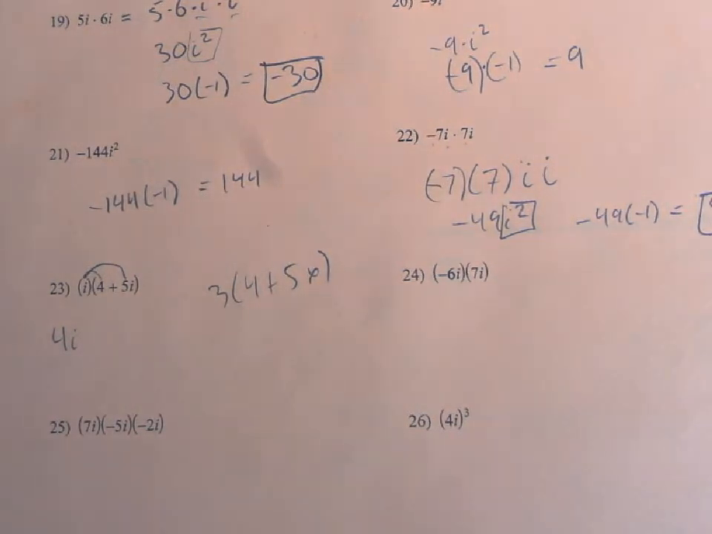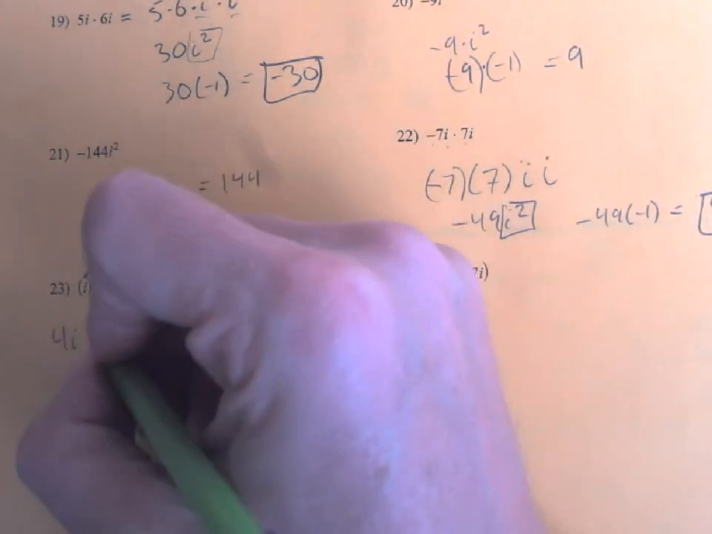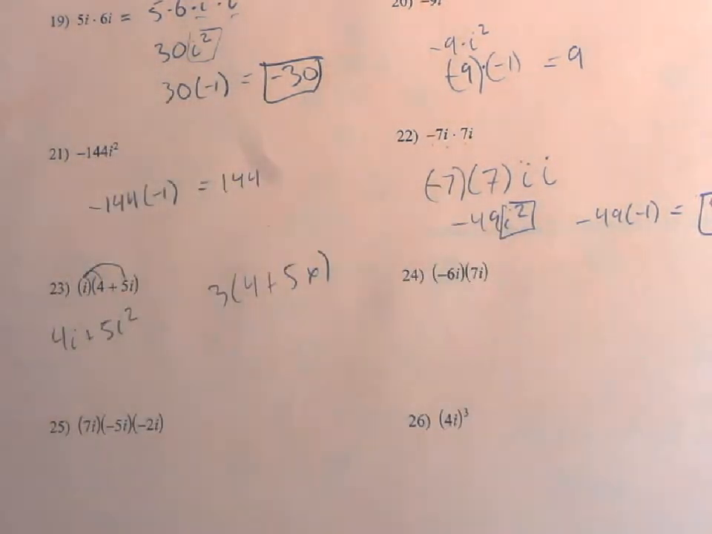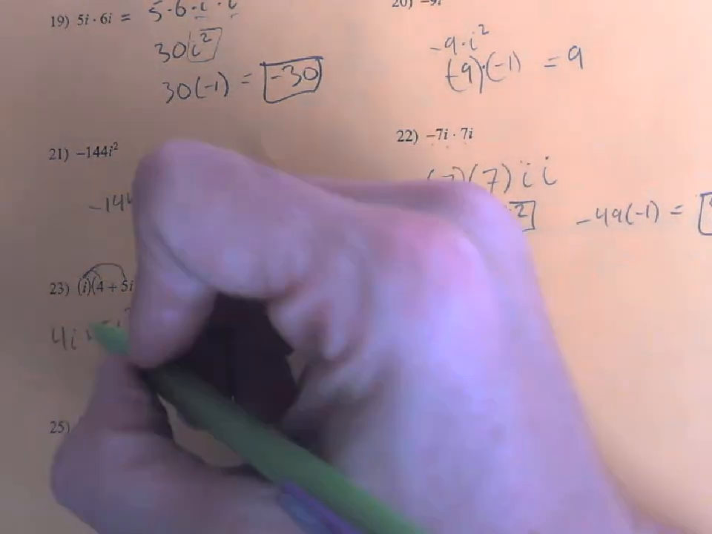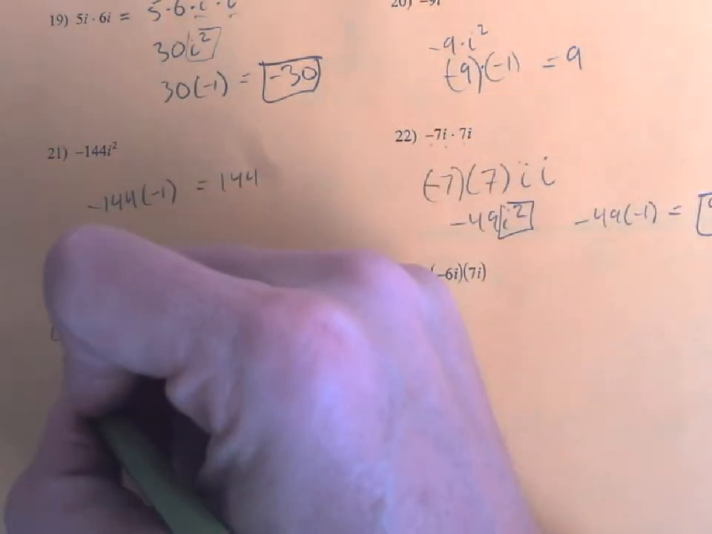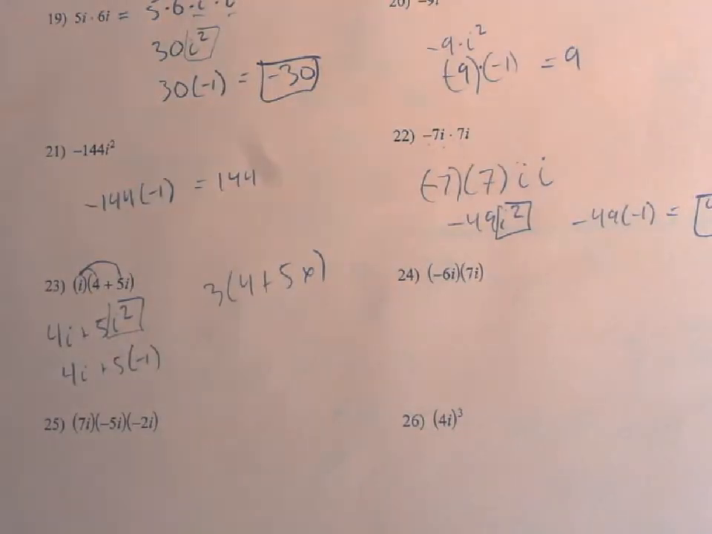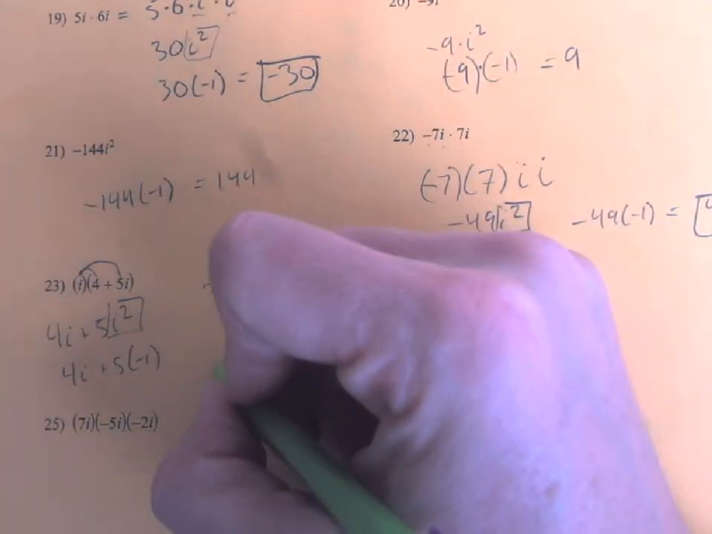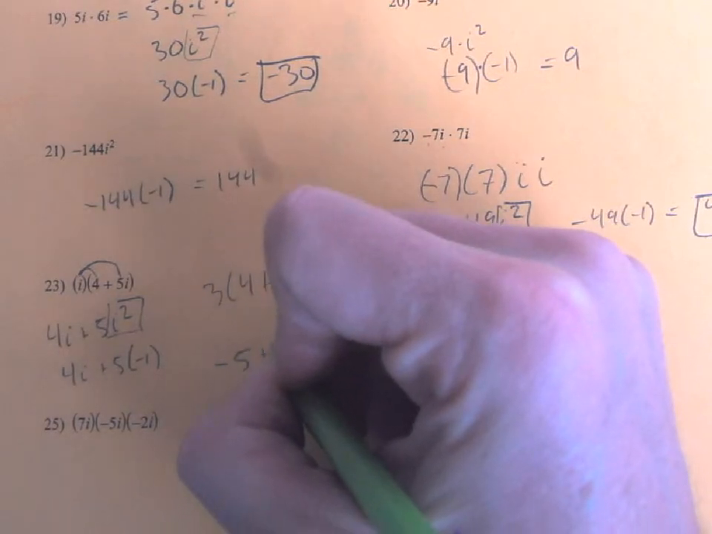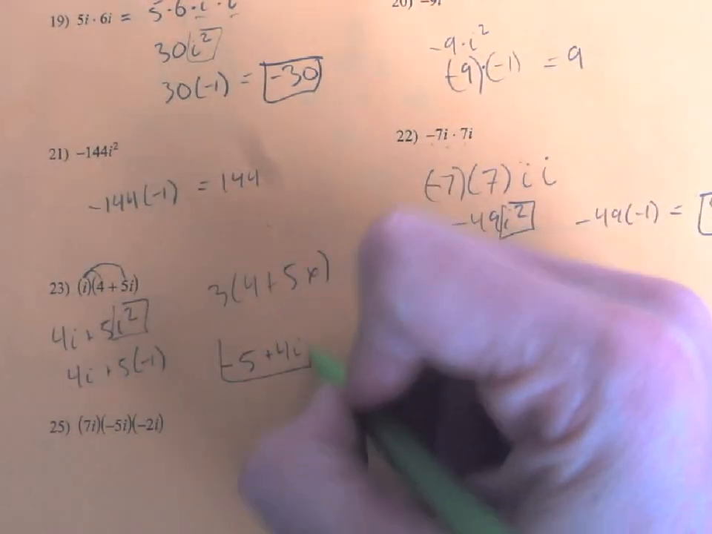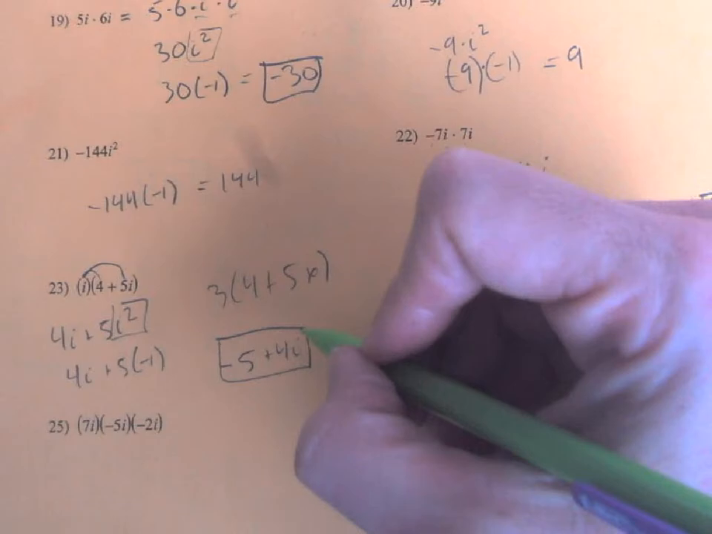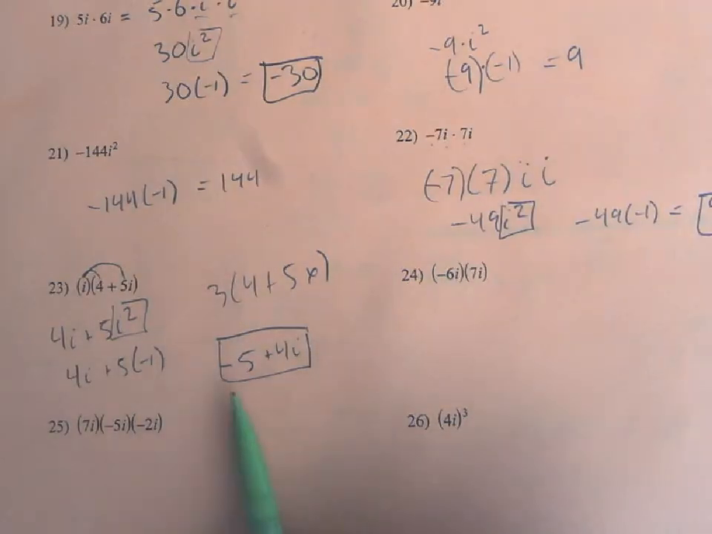So i times 4 is 4i. Okay, i times 5i is going to be 5i squared. This guy right here, again, is -1. So this is 4i plus 5 times -1, or 4i minus 5. Another way to write that would be -5 plus 4i, which is actually how it's usually written by convention. We put the real number first and the imaginary number second.